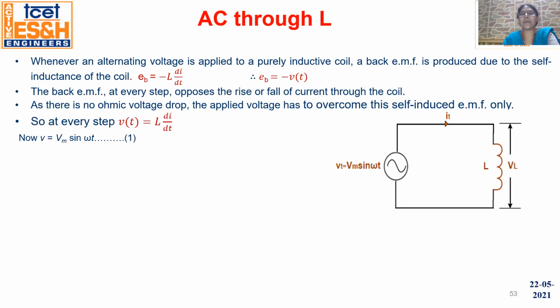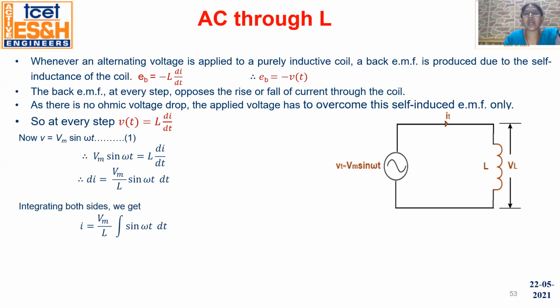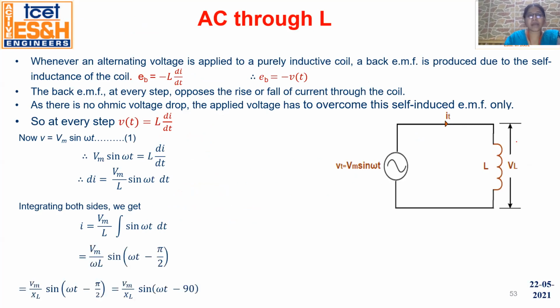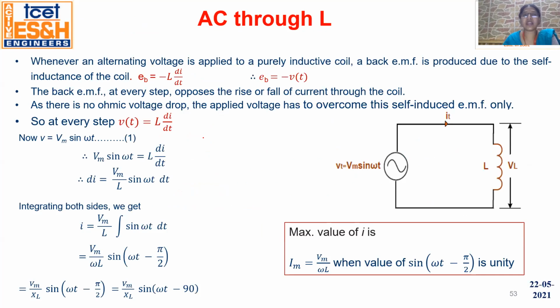Now come to the basic part. When an AC circuit is having pure L, it means there is no resistance in this, only pure L, the ideal condition for the inductor. So in that case, what happens? Whenever you apply the AC waveform Vm sine omega t to a purely inductive coil, a back EMF is produced due to Lenz's law.